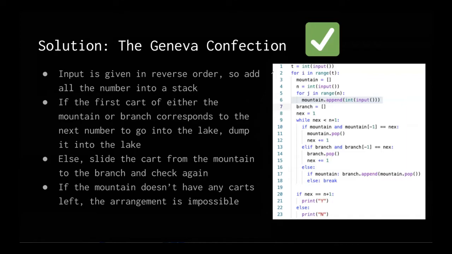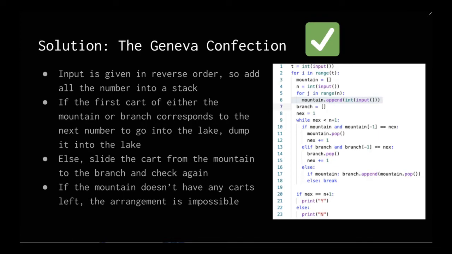While we have next, which is the number we're looking for to be pushed into the lake, and while it's less than the amount of numbers we have, we want to check and keep going. So we want to see first if the mountain is not empty, obviously, and then the top value of mountain is what we want. If it is what we want, then we move it into the lake and we just increment next and remove it from mountain.